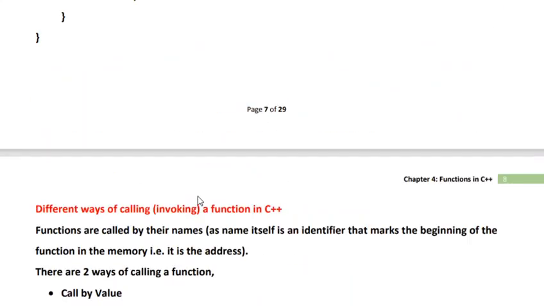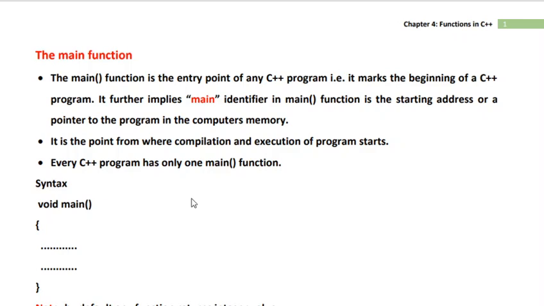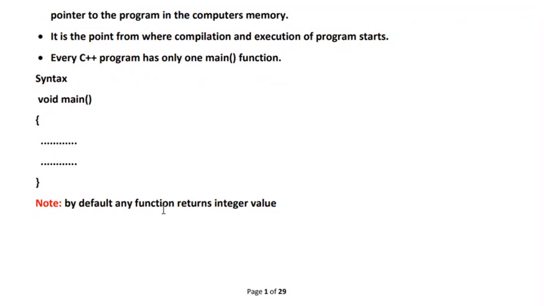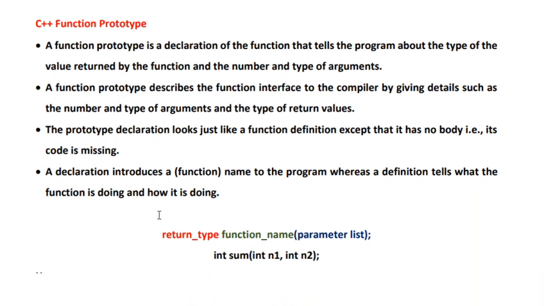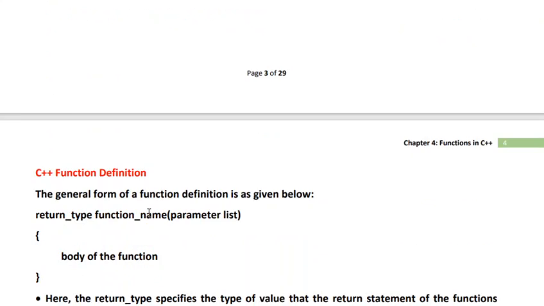So in today's class, we have learned about the importance of the main function, right? We have learned about the significance of the identifier main, then the way to create a main function, the return type of main and the significance of the return type. Then we learned about the C++ function prototype, its importance, its syntax, and the individual components of the function prototype, and then we moved on to function definition.